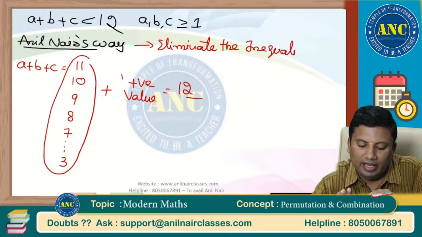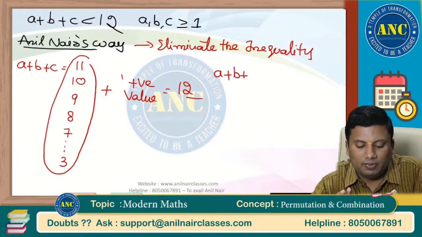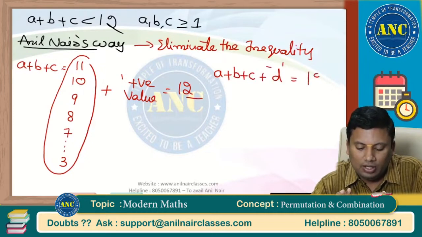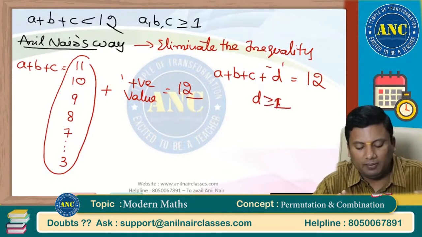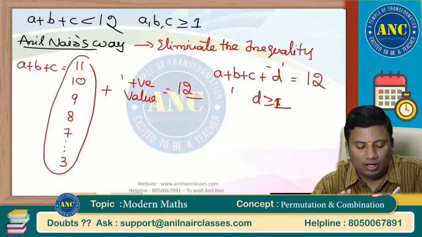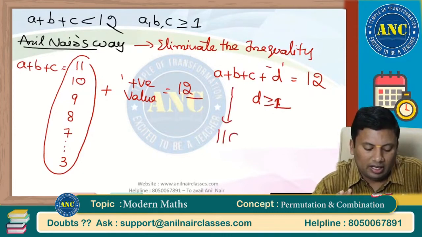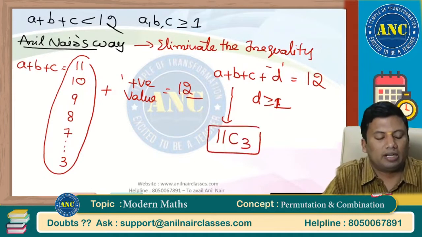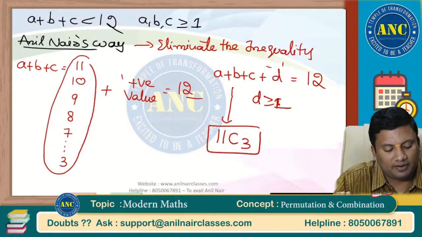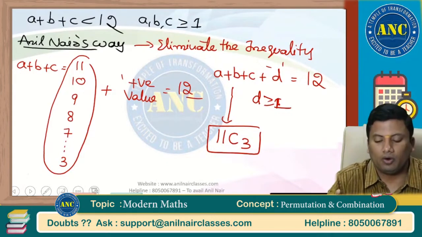Suppose I eliminate the inequality. This equation is A plus B plus C equal to some value. If I add some positive value, I can get the sum 12. What is D? D is greater than or equal to 1. Anyway, A, B, C are greater than or equal to 1. 12 means how many are there? 11 gaps are there. Select 3. So the answer is nothing but 11C3. I hope it is clear.